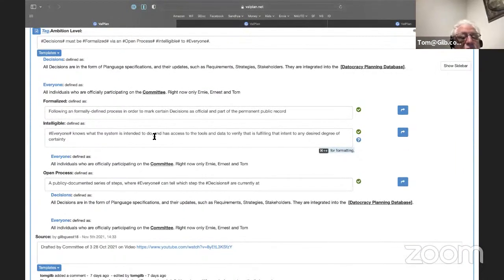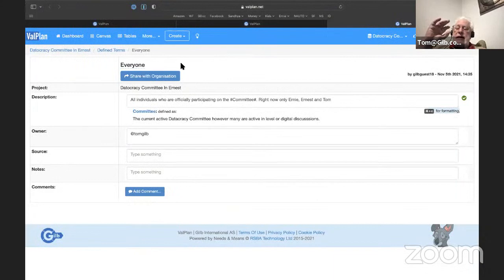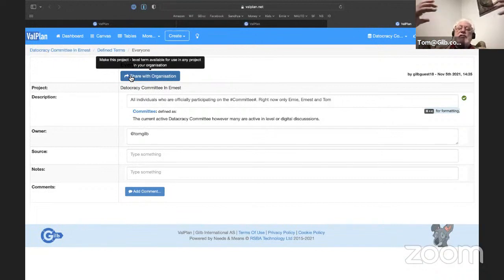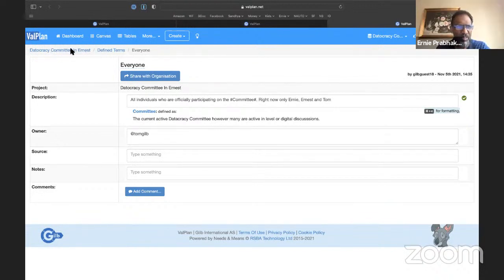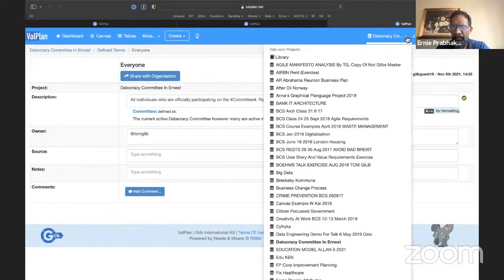Decisions defined as, okay, we're back there. While we were at the glossary, maybe you noticed at the top there was a little arrow saying "share with organization." That's when you raise this so everybody in the organization on different projects can use this common terminology. Is the organization for this the larger Datocracy project that you had? Or was that actually guild.com?